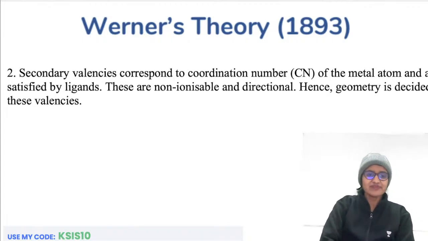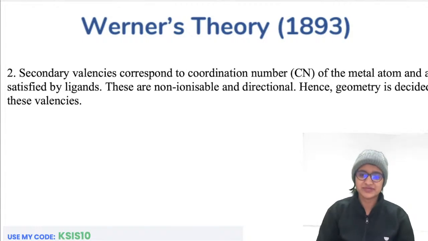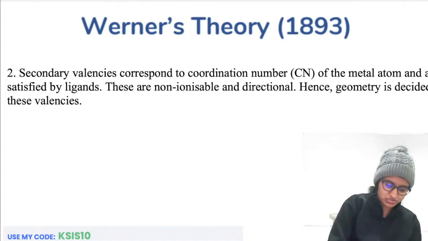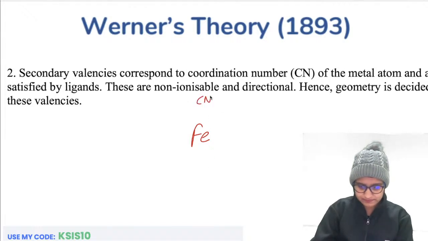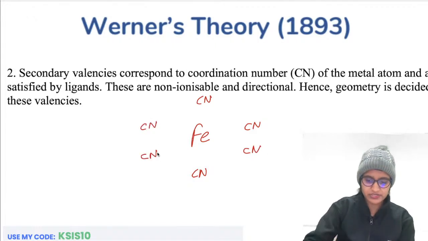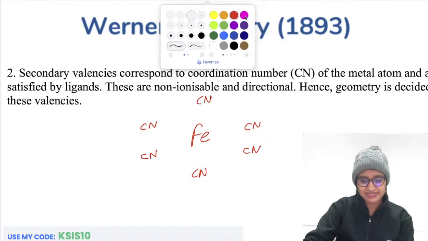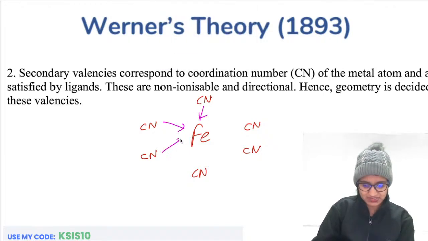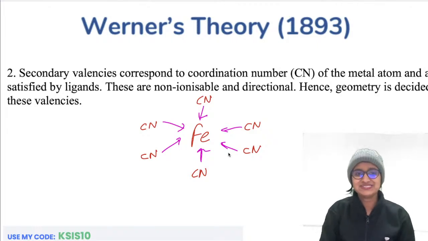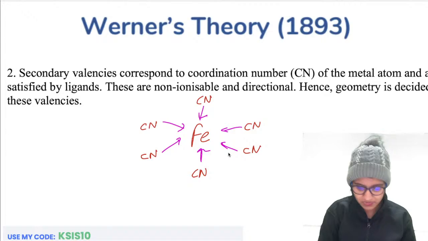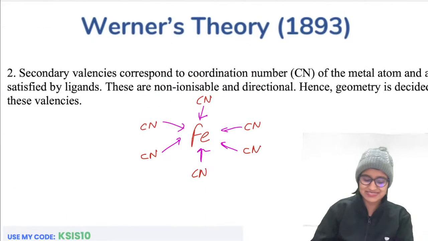So yeah, your secondary valencies correspond to the coordination number of the metal atom and are satisfied by ligands, okay? Like, if I tell you that this is your central metal atom, and the cyano group surrounds it like this, now here your CN provides both the electrons, okay? So that is why this is a coordinate bond, because both of the electrons are donated by the cyano group here, all right?